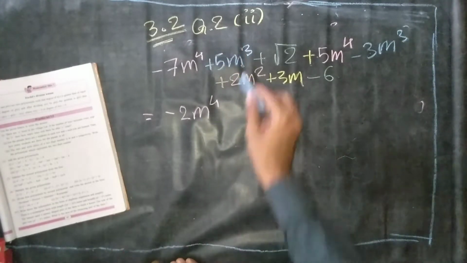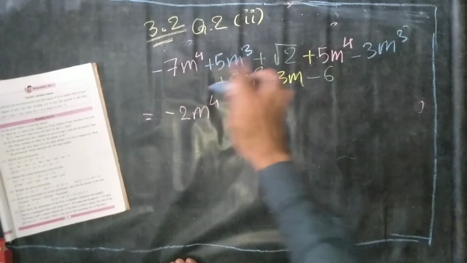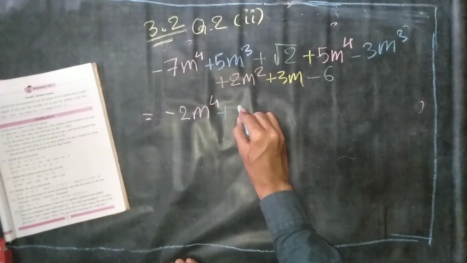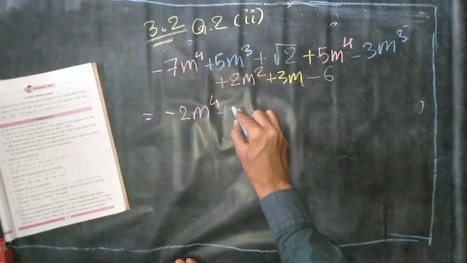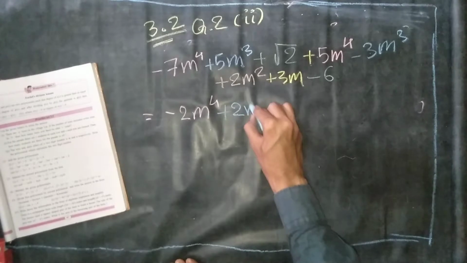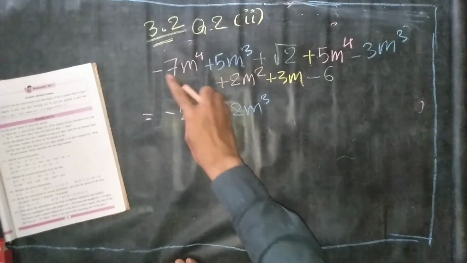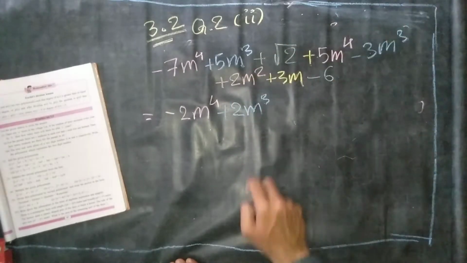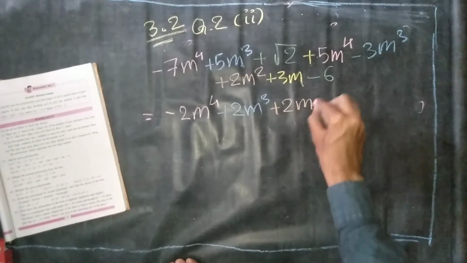So what will be the sum of these two? Plus 5 minus 3 gives you what? Plus and minus, take the sign of the greater number. 5 minus 3 is 2. So it is 2m cube. Now we go for the m square term. Where is the m square term? There is only one m square term, right? So there is no other operation to do. So I'll just write that as it is, plus 2m square.